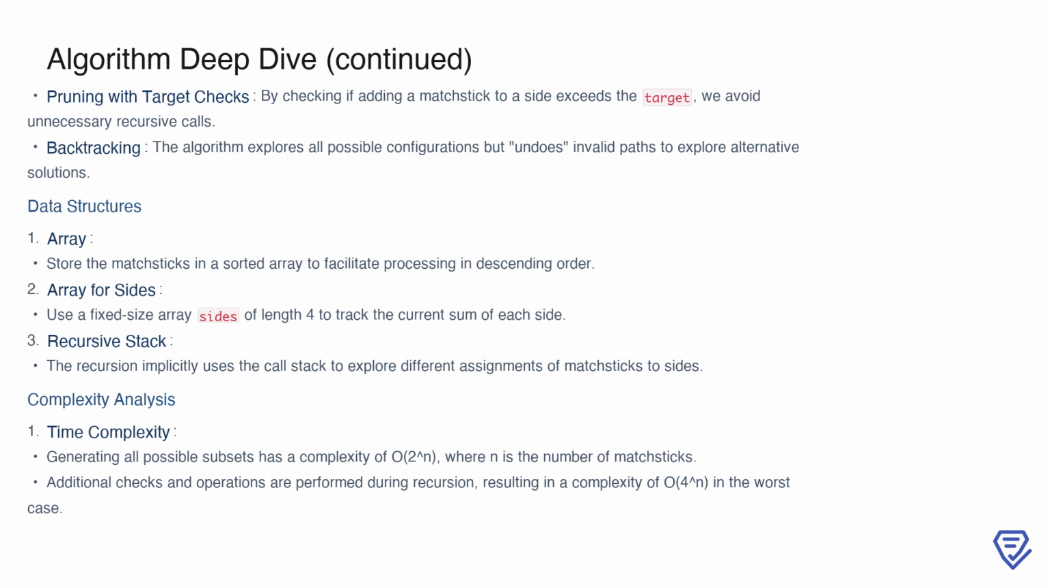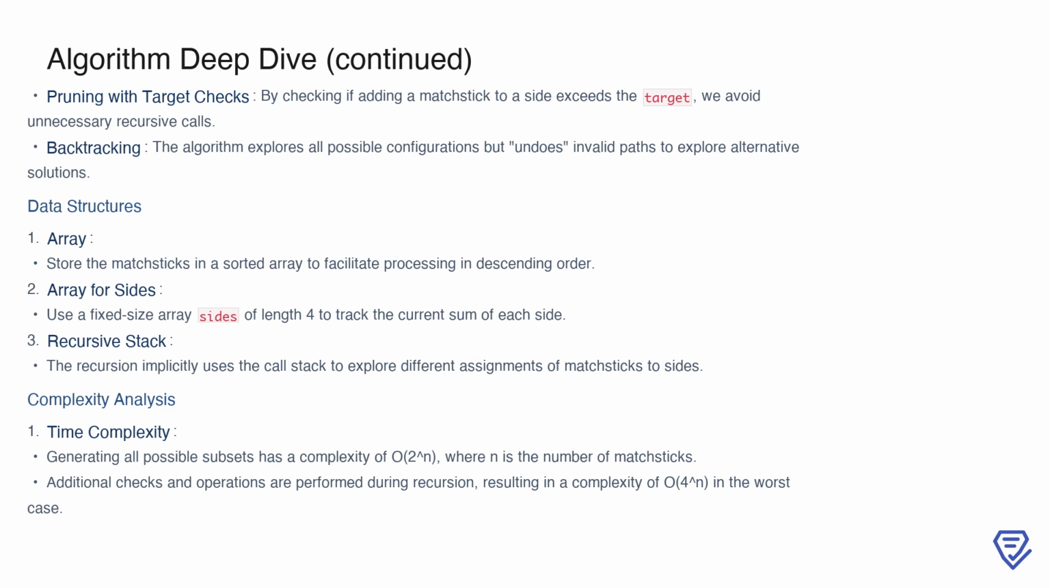For instance, before adding a matchstick to a side, we check if it would exceed the target length. This simple check prevents redundant recursive calls that would inevitably fail, saving time. Backtracking is an essential component of this algorithm. It allows the program to explore different configurations while undoing invalid paths, effectively ensuring that all potential solutions are considered without duplicating work.